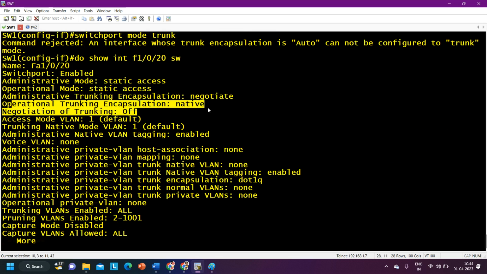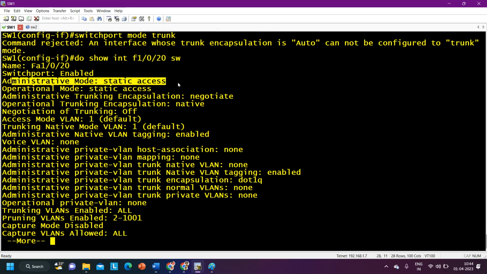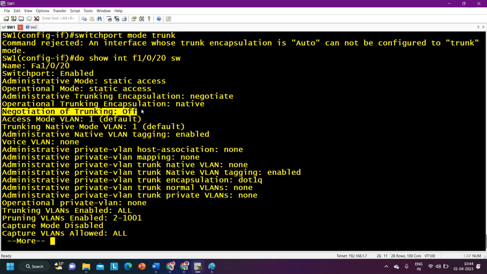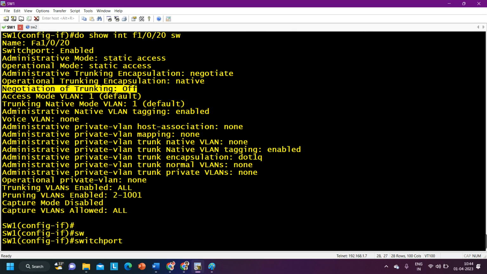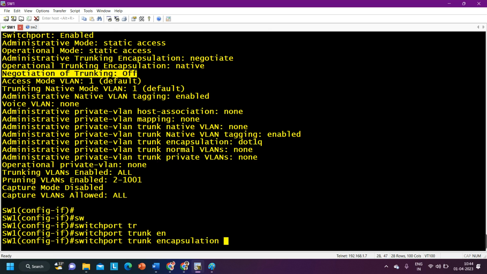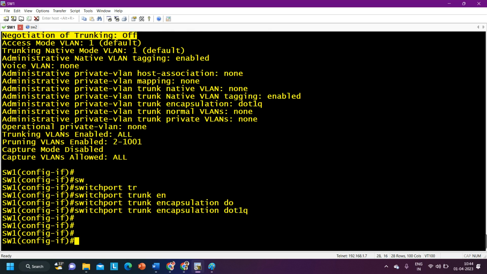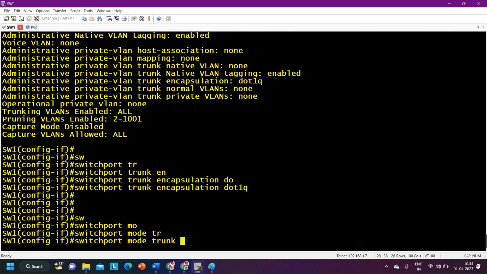Here you can see the administrative mode is what? Native. Here you want to try to configure trunk, but you are not able to configure it because this time negotiation is off. That means here you can see negotiation of trunking is off. That means you have to define the encapsulation protocol mode administratively. Yes, so let me say switchport trunk encapsulation and let's say dot1q, right? And now switchport mode trunk.